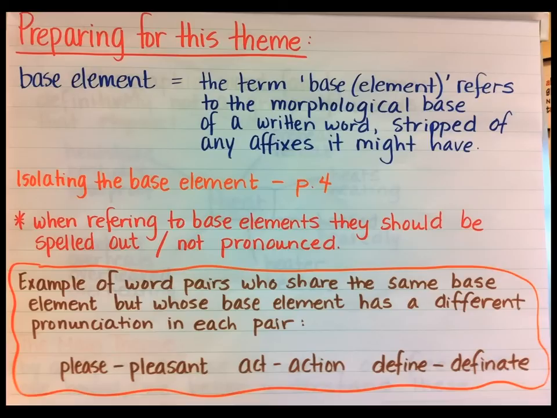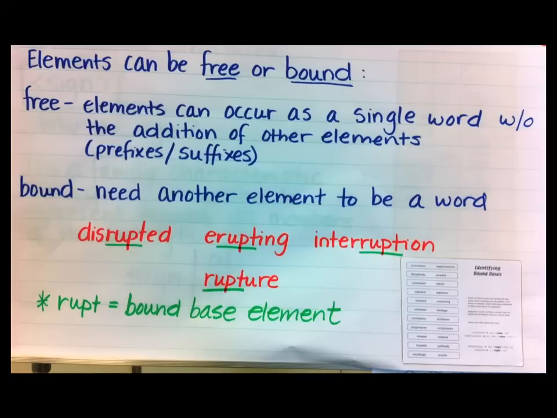An example of word pairs who share the same base element but whose base element has a different pronunciation in each pair, and this is why it's so important. Please and pleasant both share the base element PLEA, but they're pronounced differently. Act and action, ACT is the base element, again pronounced differently. Define and definite, DEF, IN is also something that changes with pronunciation.